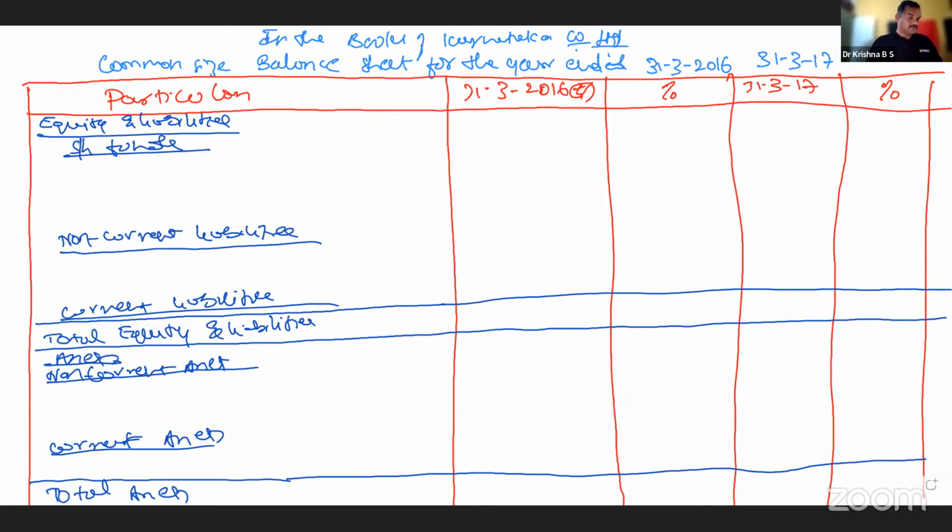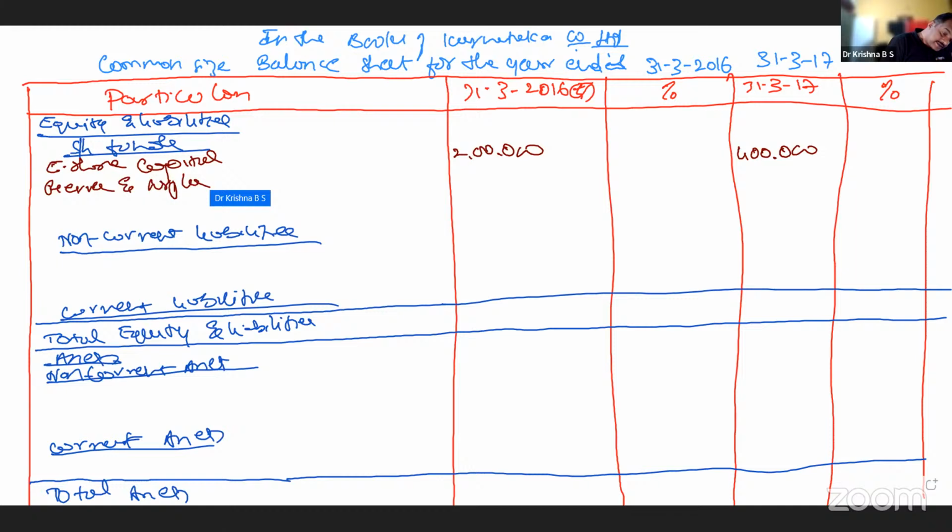So let us open the problem now. As it is, first equity and liabilities. Under that, equity share capital. The amount is 2 lakhs, 4 lakhs. See, here you should not leave one column in between. Okay, then reserves and surplus, 1 lakh, 1 lakh 50. This is easier than comparative, sir. Aita.